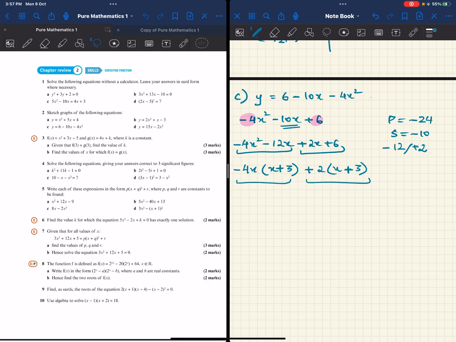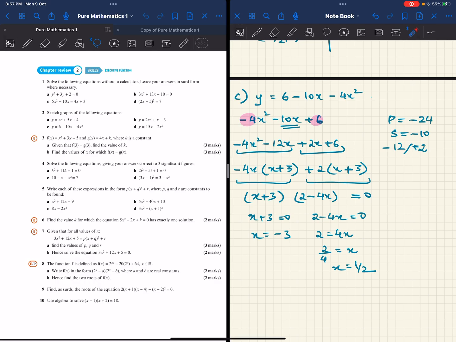Now I have 2 terms. From each term I have x plus 3 common. I remove it common out and I'm left with x plus 3 and 2 minus 4x. So to find the x-intercept, we equate it to 0. Now x plus 3 is equal to 0 and 2 minus 4x is equal to 0. So x is equal to negative 3, 2 is equal to 4x, 4x goes to the other side. x is equal to 2 by 4 or x is equal to half. And our y-intercept will be our constant, which is 6. So y-intercept is going to be 6.